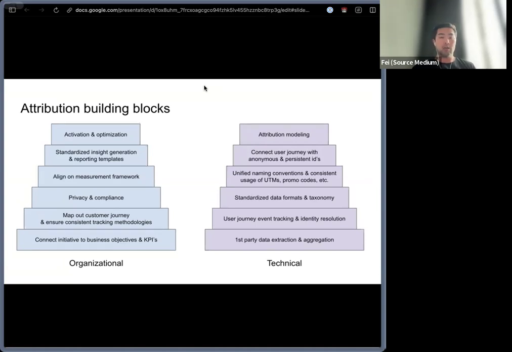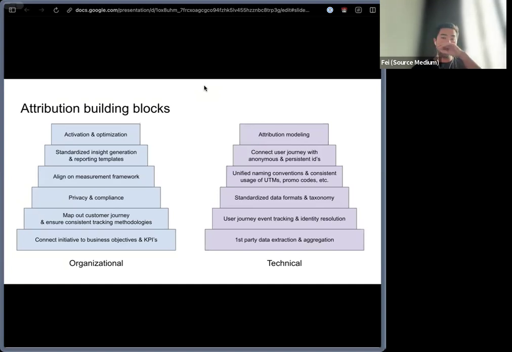And then aligning on a measurement framework: what are the events you are actually tracking in your funnel, right? That goes beyond PDP view, add to cart, begin checkout, and purchase. And what can you actually do with that if you did start tracking those events? And then standardizing your insight generation practices, reporting templates, and ultimately, what is the plan around activation of all of that once you have the outputs? What are you actually going to do with that?